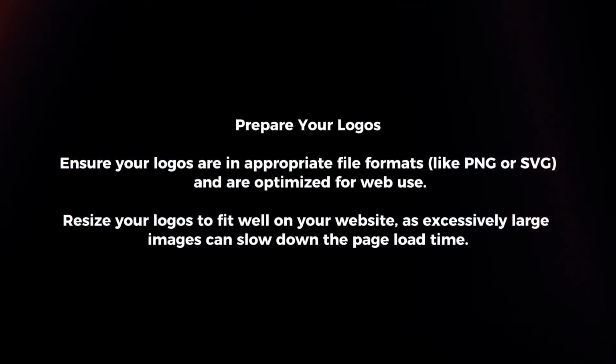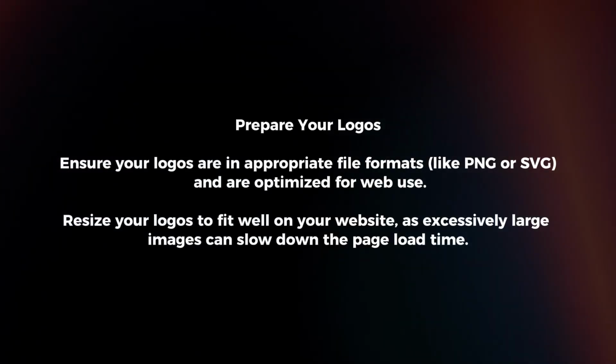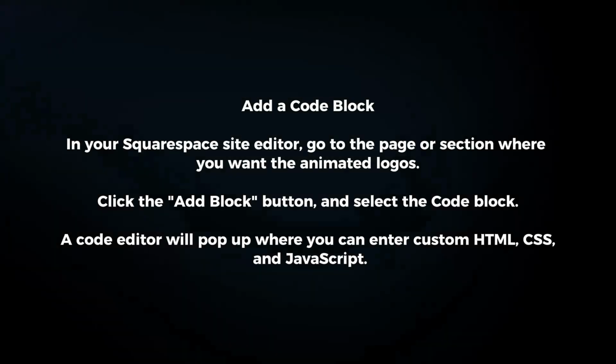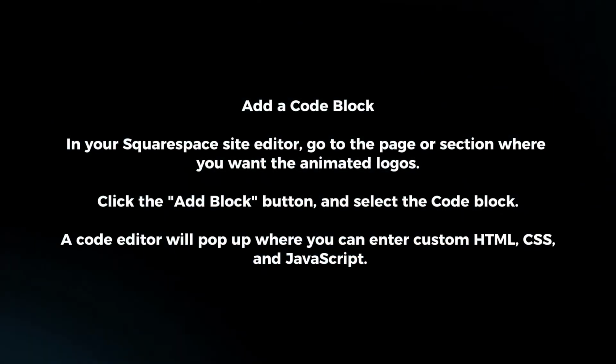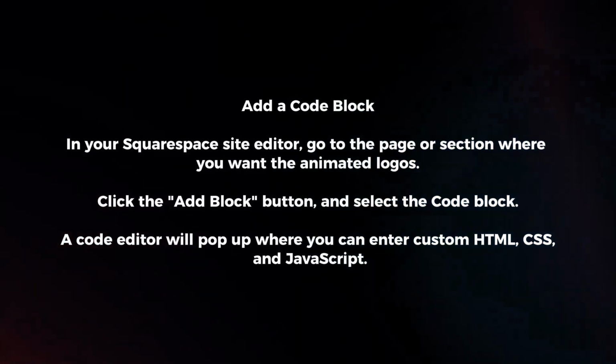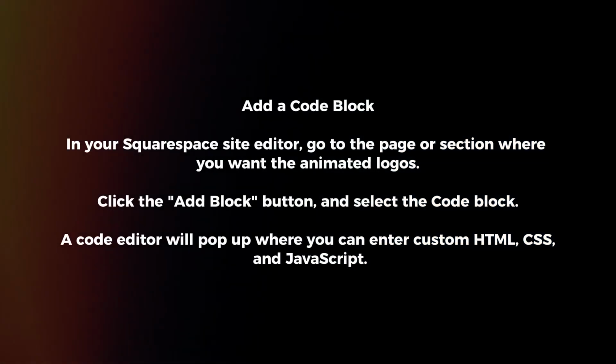Resize your logos to fit well on your website, as excessively large images can slow down the page load time. Add the code block. In your Squarespace site editor, go to the page or section where you want the animated logos. Click the Add Block button and select the code block. A code editor will pop up where you can enter custom HTML, CSS, and JavaScript.